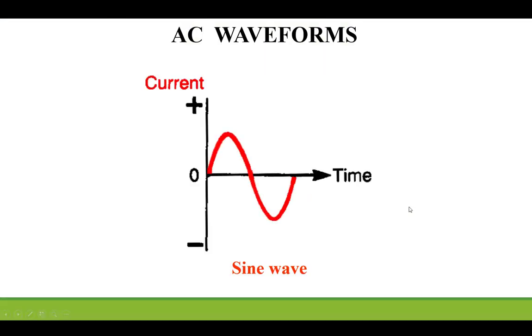As opposed to AC waveforms where the current does change directions. Now there's a change in magnitude as well in this particular waveform, but more importantly what makes it an AC waveform is this departure from the positive realm into the negative.